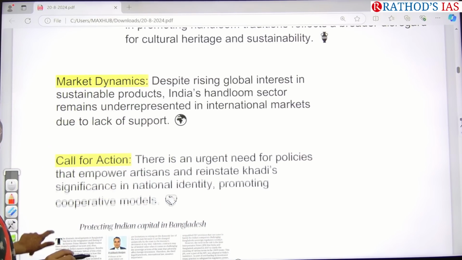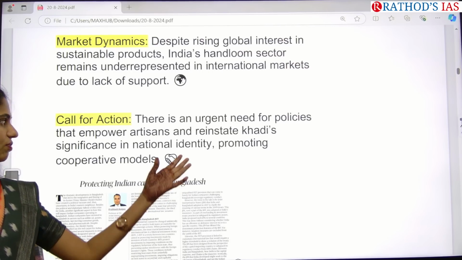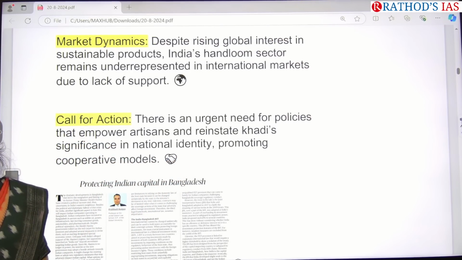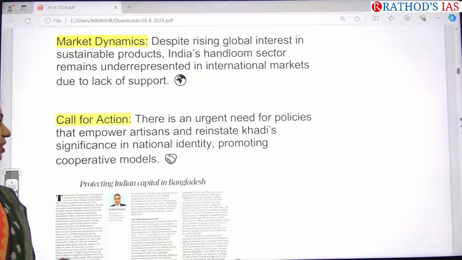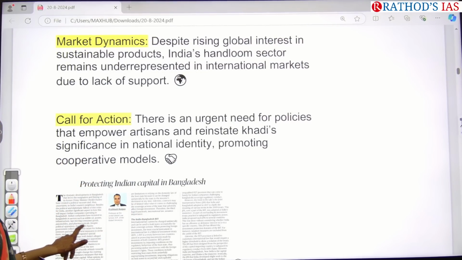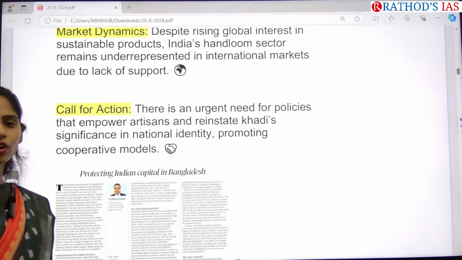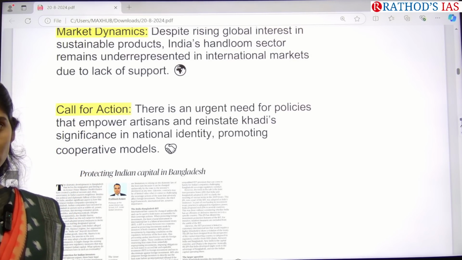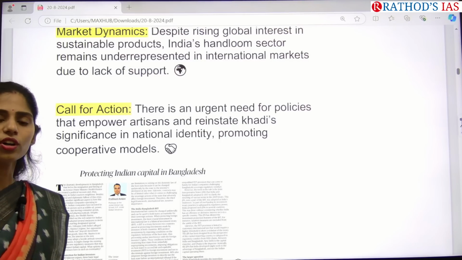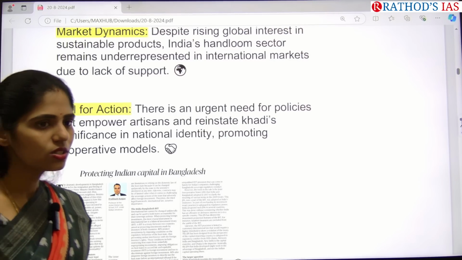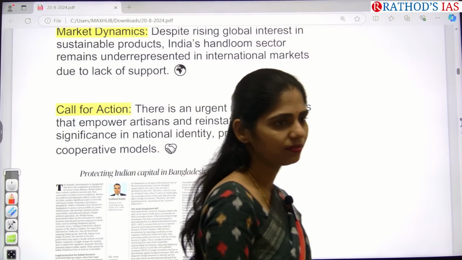Okay, and the next one here is the call for action. There is an urgent need for policies to empower these artisans, and we have to reinstate khadi national flags, so that we can focus on our national identity as well as promote our cooperative models. So this is about this topic, clear?